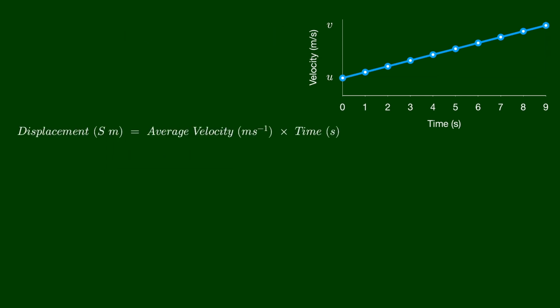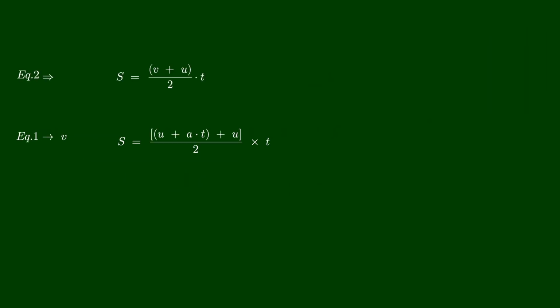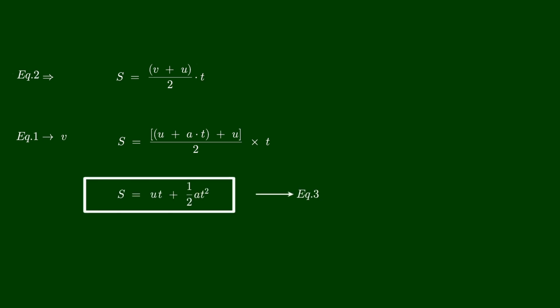The displacement of an object is given by the average velocity times the total time taken. Or we can take the area under the curve to calculate the displacement. We can derive this formula when we substitute the given parameters. Let's call it equation 2. Now we can substitute the value for v from equation 1, which gives this formula. After rearranging the parameters, we can derive this equation. Let's call it equation 3.